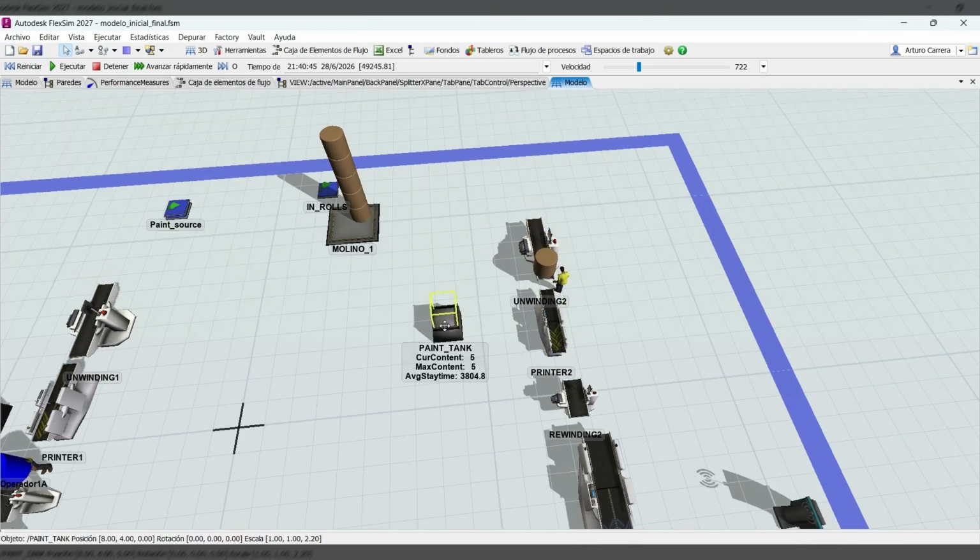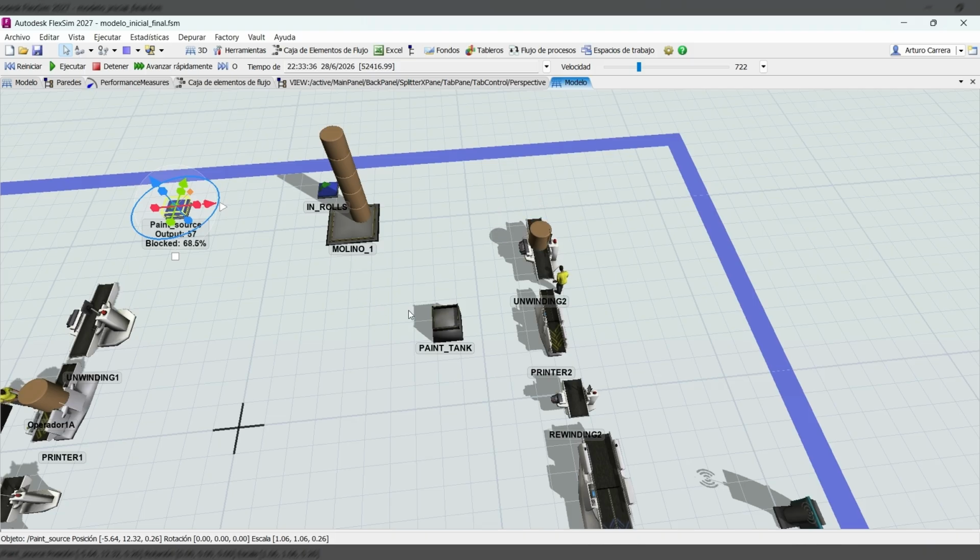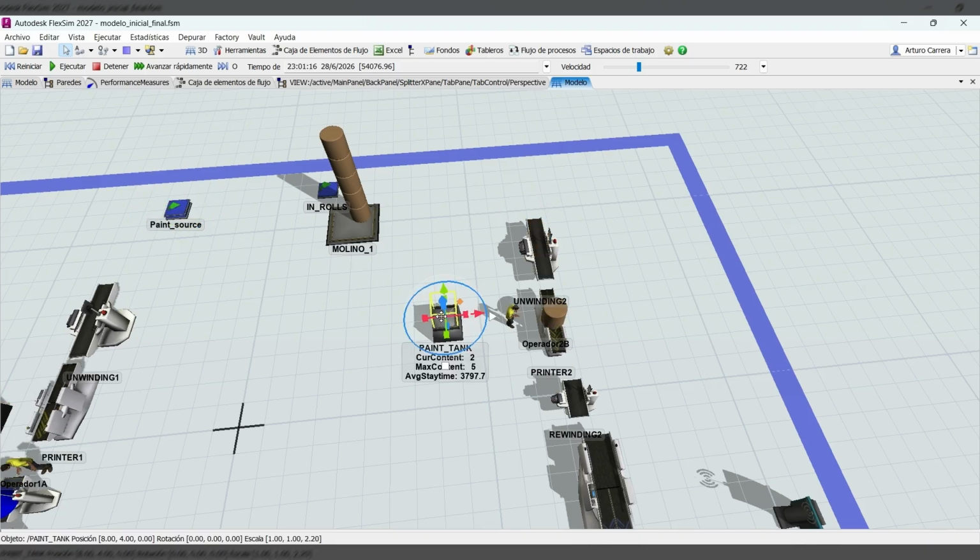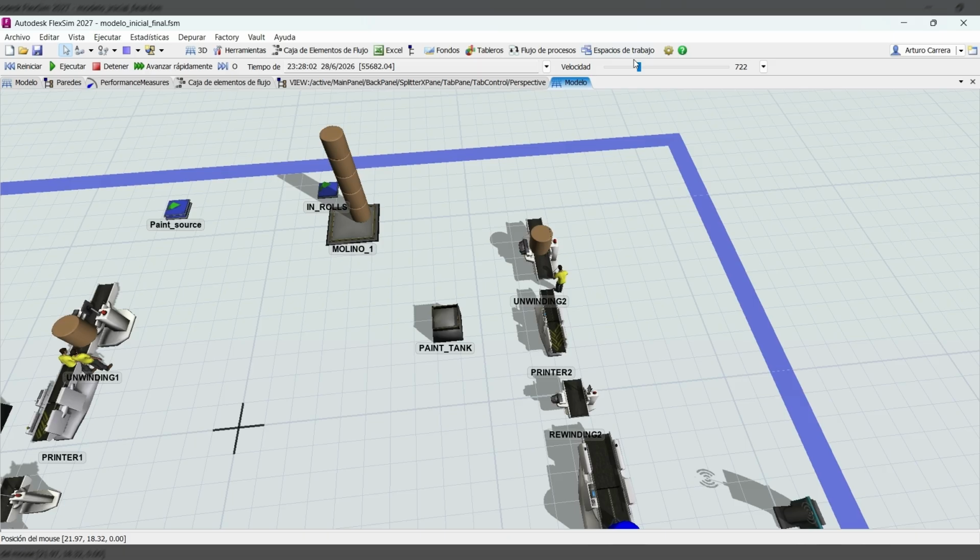Paint supply. That is a parallel process. While unwinding is taking place, paint is supplied to the printer. One operator transports paint from the storage tank to the printing machine. This transportation increases manual work throughout the process.